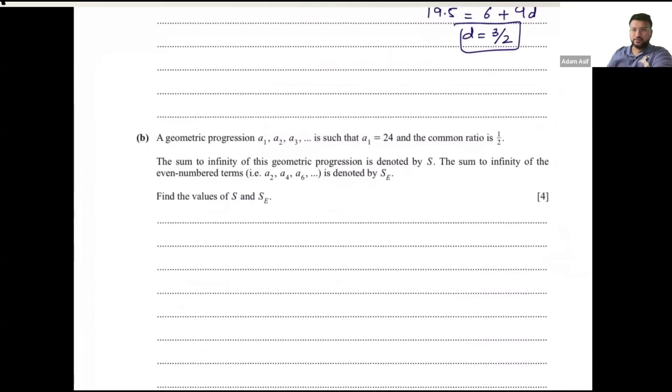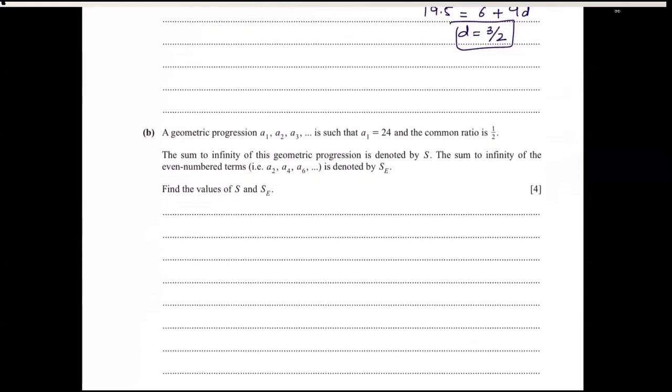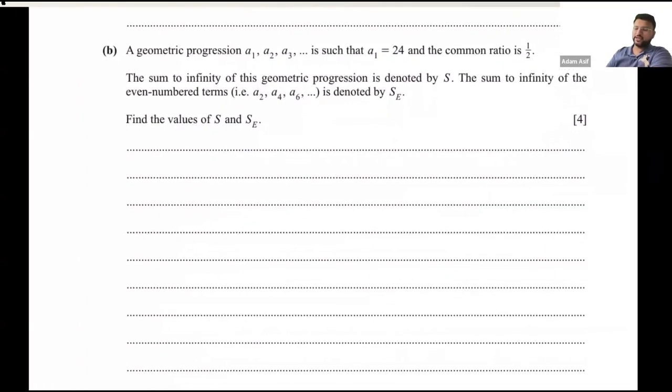सही है इमाद, राफे? Yes, sir. Okay. A geometric progression a1, a2, a3 is such that a1 is 24 and the common ratio is 1/2. The sum to infinity of this geometric progression is denoted by S. The sum to infinity of the even number terms a2, a4, a6 is denoted by SE. Find the value of S and SE.